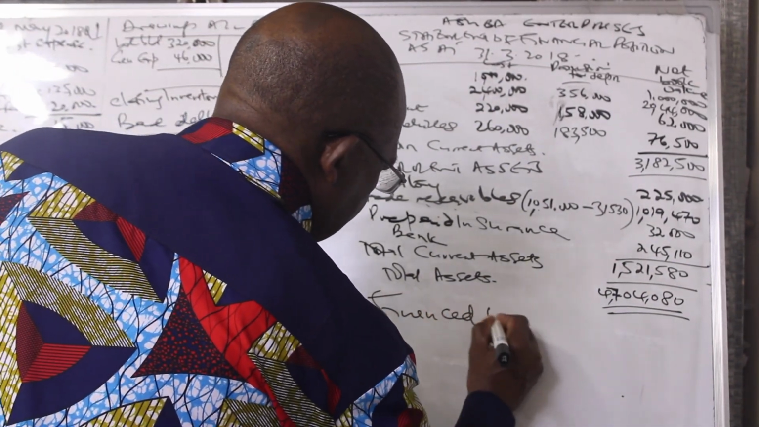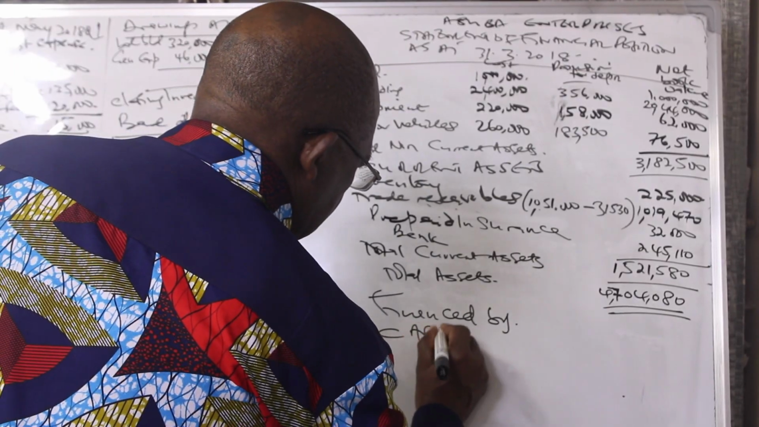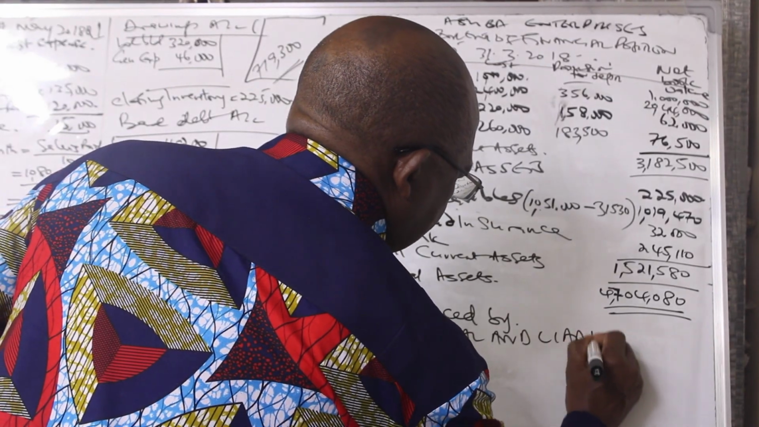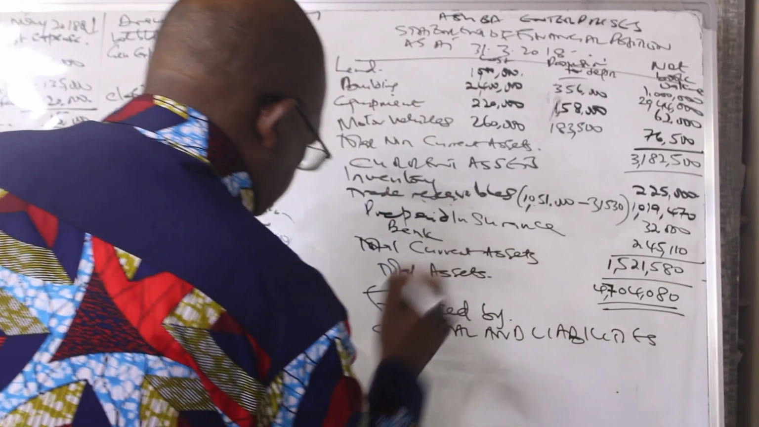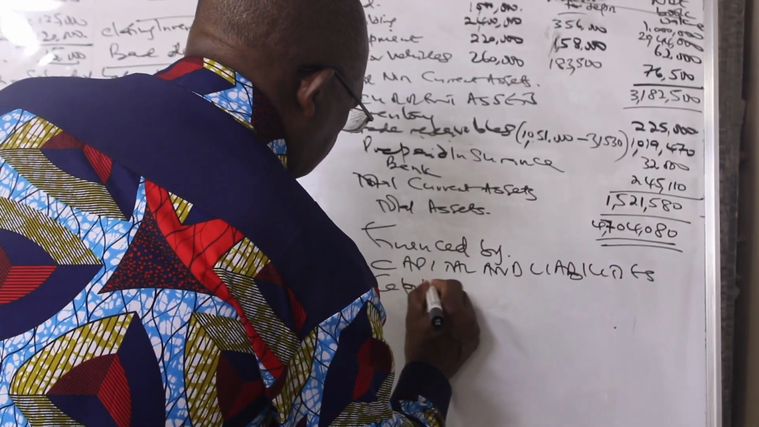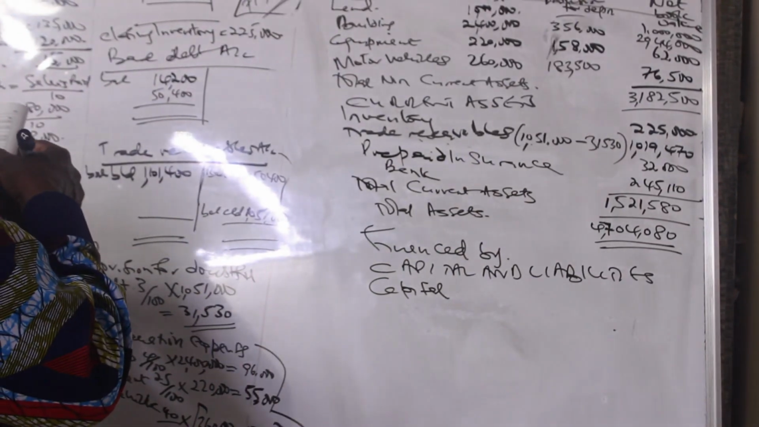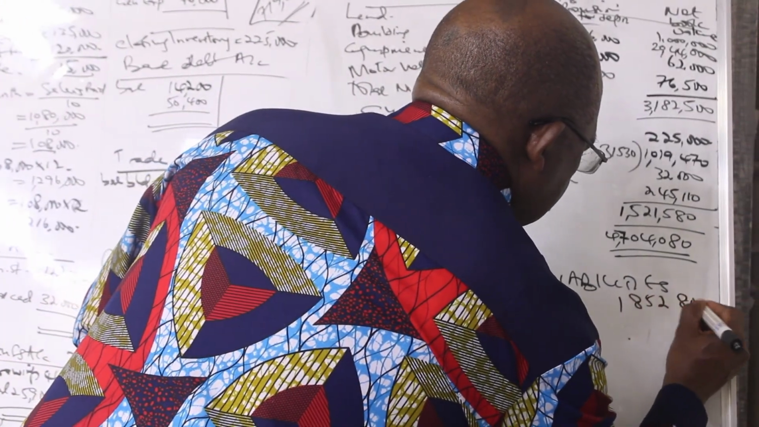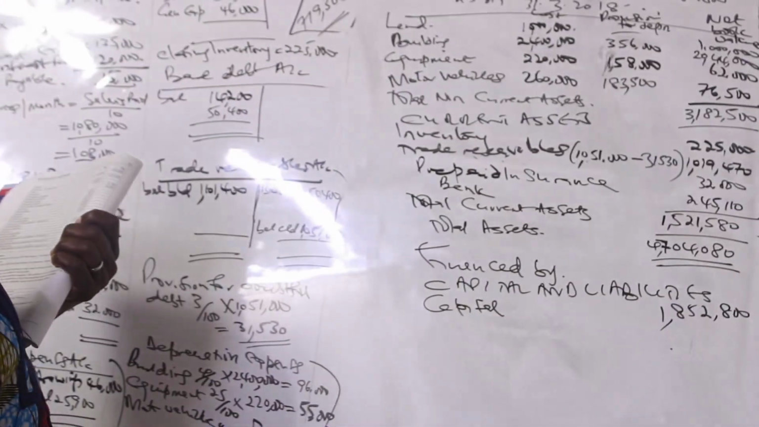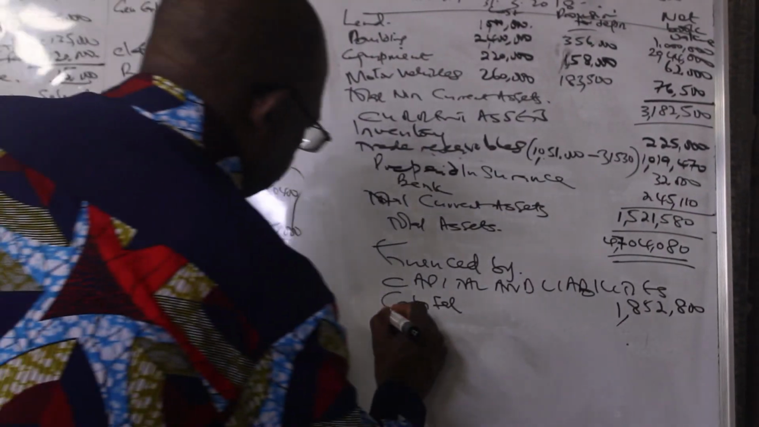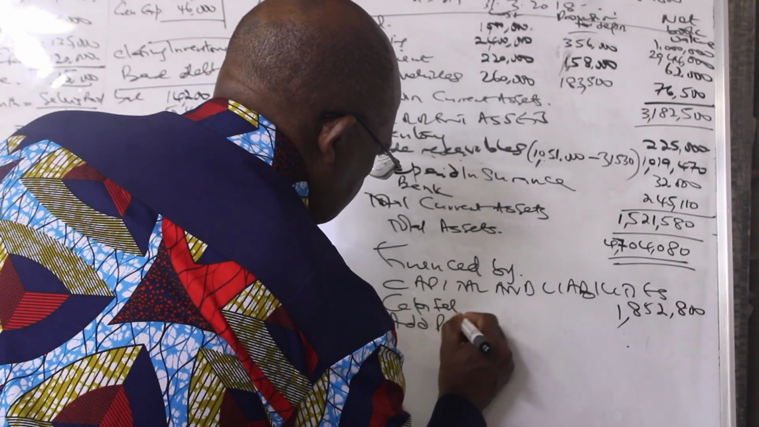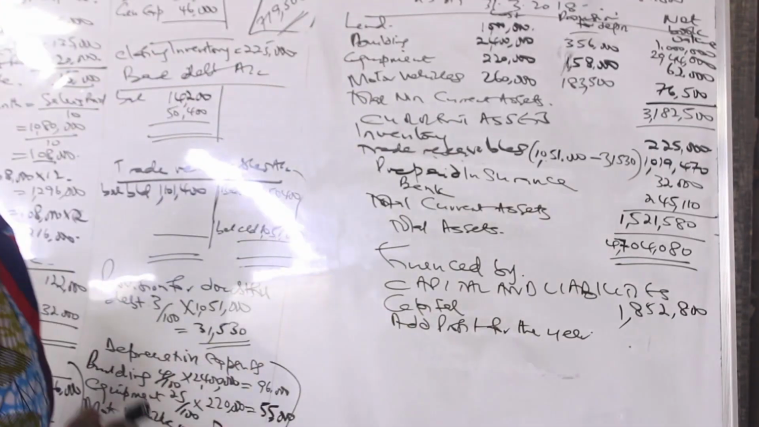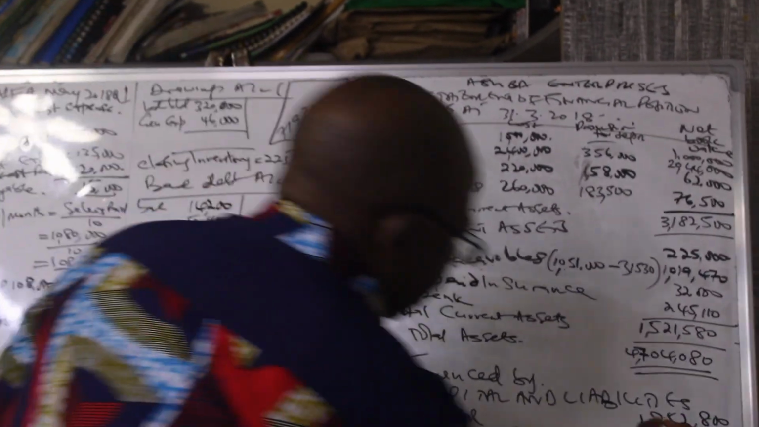We say financed by capital and liabilities. And quickly we go to the trial balance and we get our capital. From the trial balance it is 1,852,800. Then we add profit for the year, and you know, we said our profit is 719,300.